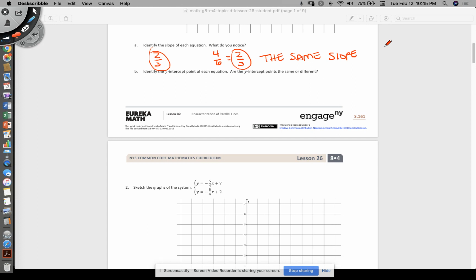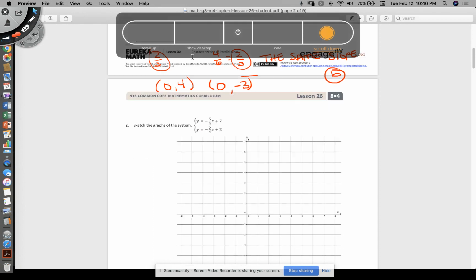Identify the y-intercept of each point. All right. Well, we wrote that up above, but here we go. The first one was 0, 4. And the second one was 0, negative 3. And again, y-intercept, that's your b. All right, let's go down to the next one.